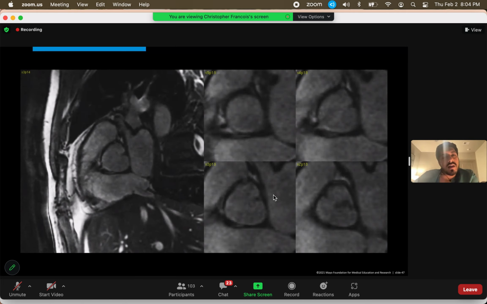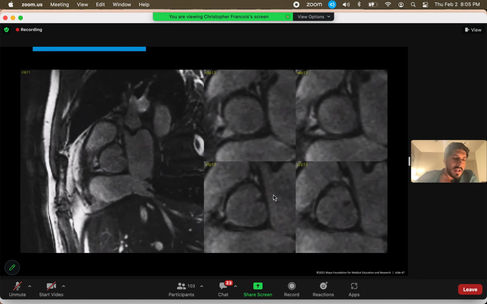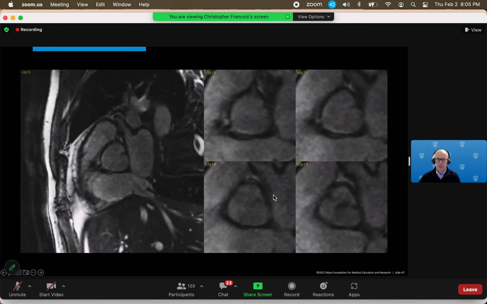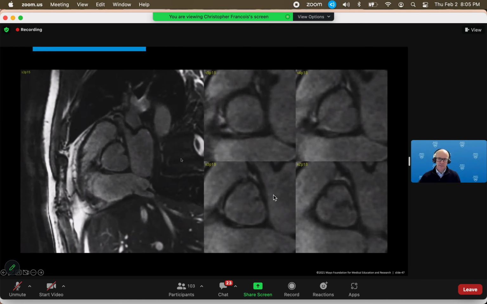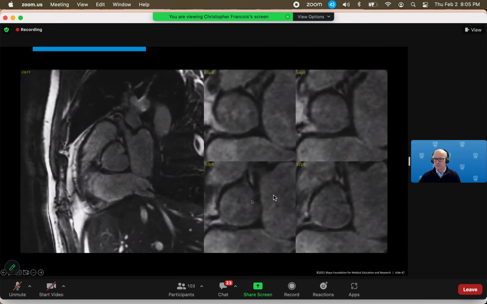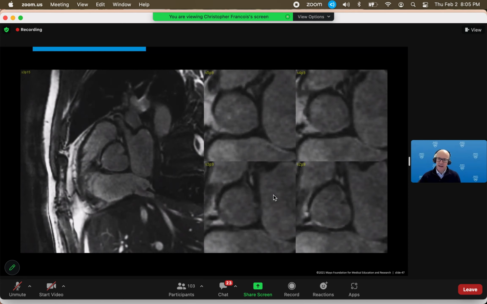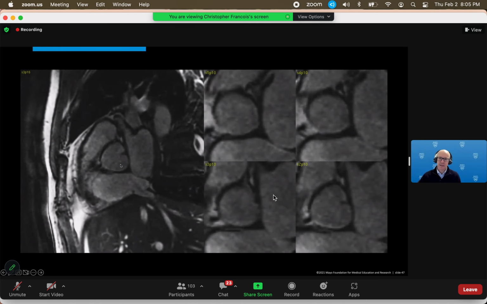I'm wondering if these are bicuspid aortic valves. Yeah, so it's all the same patient, a large field of view here on the left, and then zoomed in views going through very thin slices through the aortic valve. This is a bicuspid aortic valve.